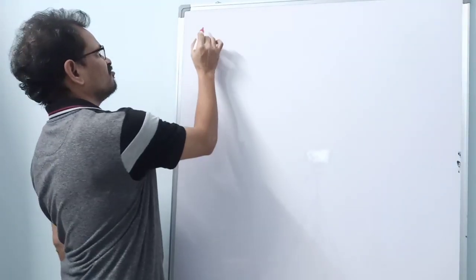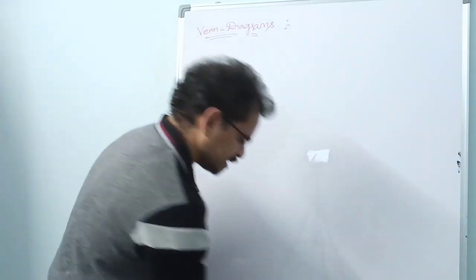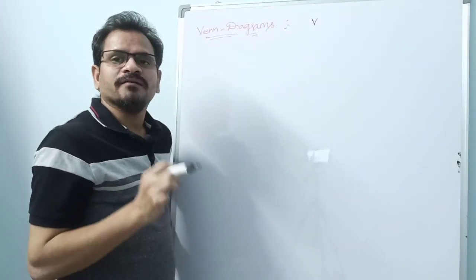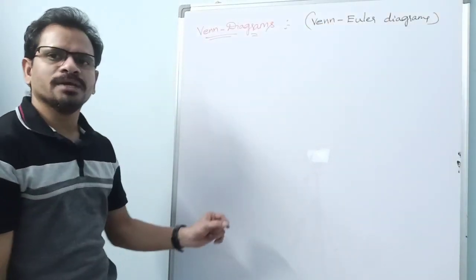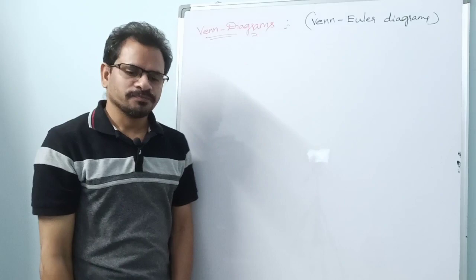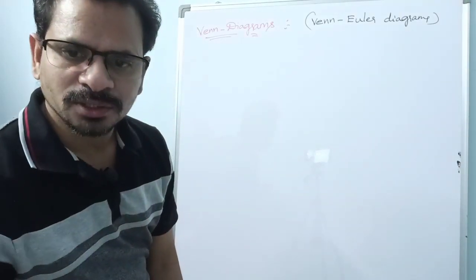Next one is Venn diagrams. What are these Venn diagrams and what is their purpose? Let us check. They are also called Venn-Euler diagrams, or simply we can call them Venn diagrams. So, what is the purpose of them? And actually, what are those diagrams?